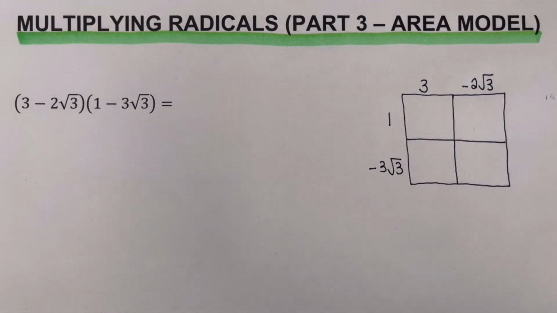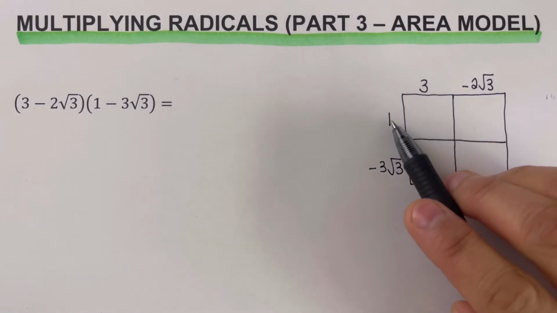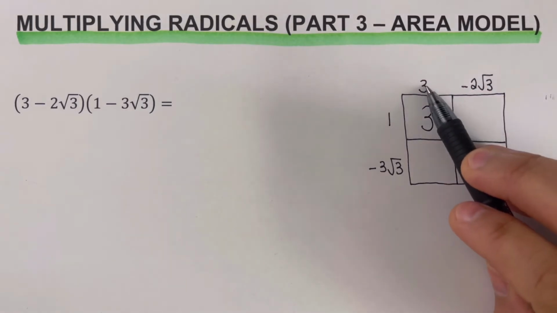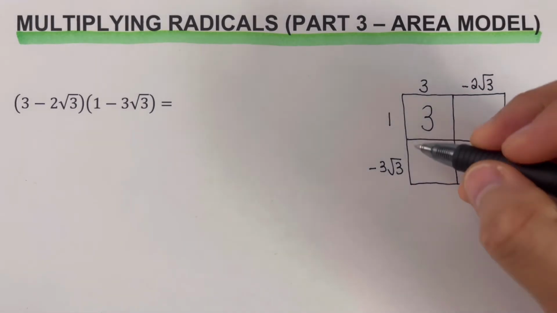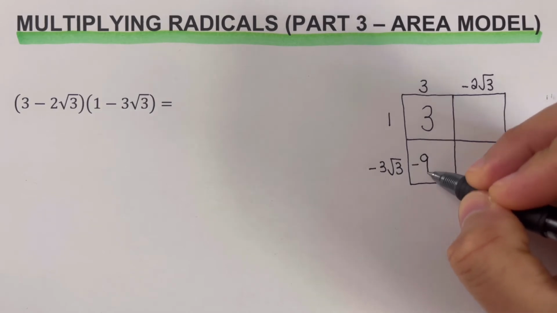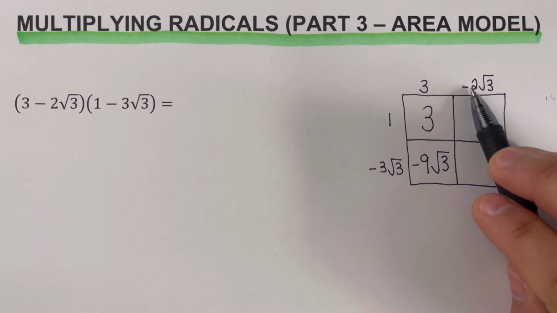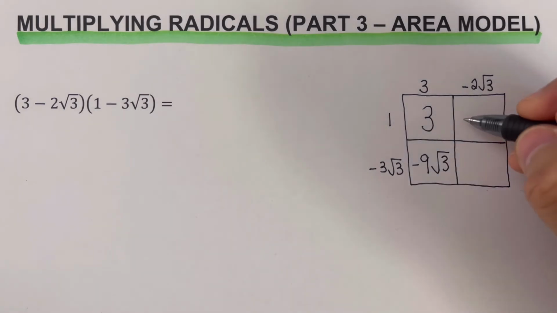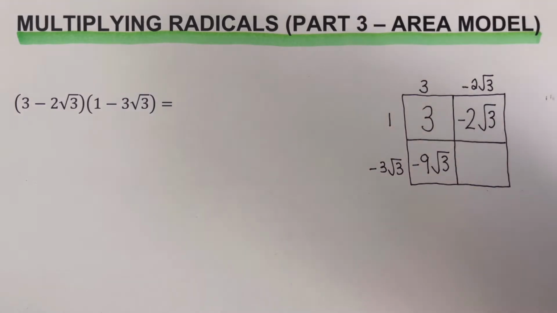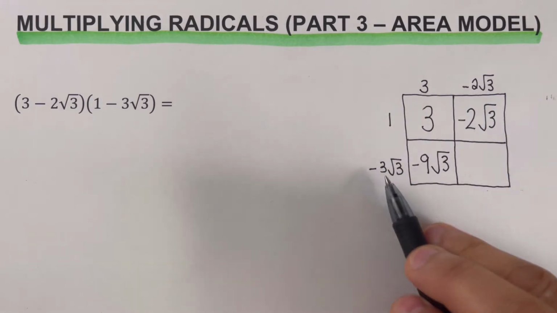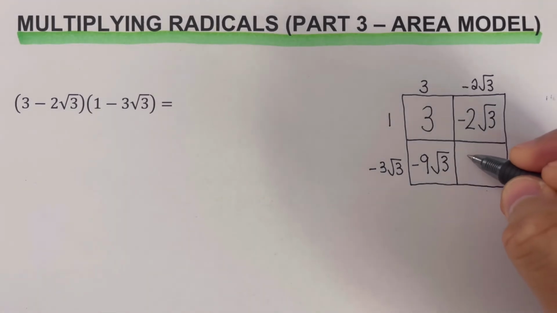So what we are going to do is multiply each of them. We're going to have 3 times 1 is 3. And then we also have 3 times negative 3 is negative 9, and then we copy the square root of 3. And then we also have negative 2 times 1 is negative 2, and then we copy the square root of 3. And then we have negative 2 times negative 3 is a positive 6.